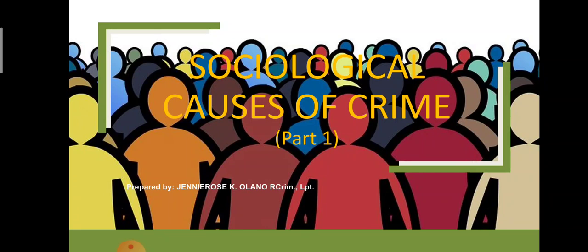The topic under modules 4 and 5. So this sociological theory, or the sociological causes of crime, is divided into two parts. During our discussion for today, I will also divide this lecture, since if I continue up to the last topic, it may last at least 1 hour or more. So I will divide this into two parts. So let's start. We are now under the sociological causes of crime.